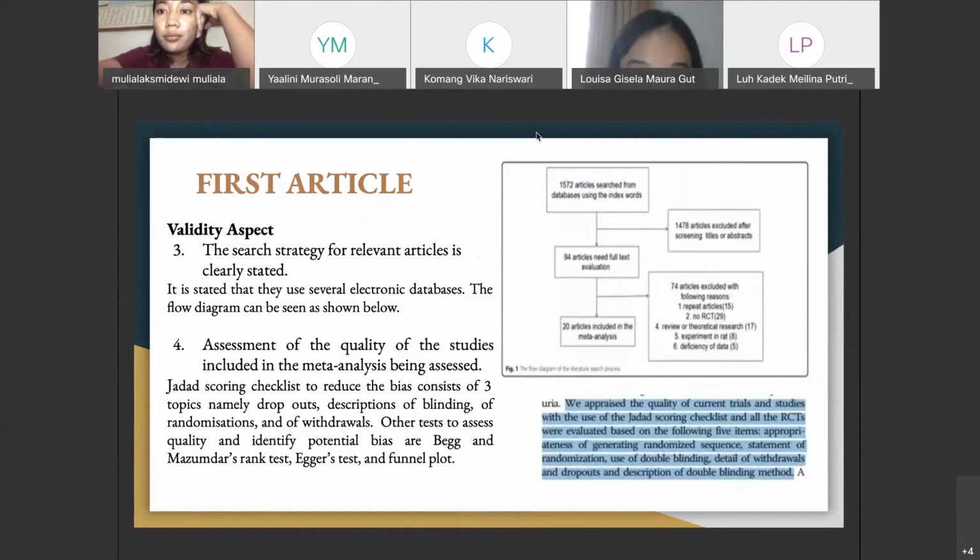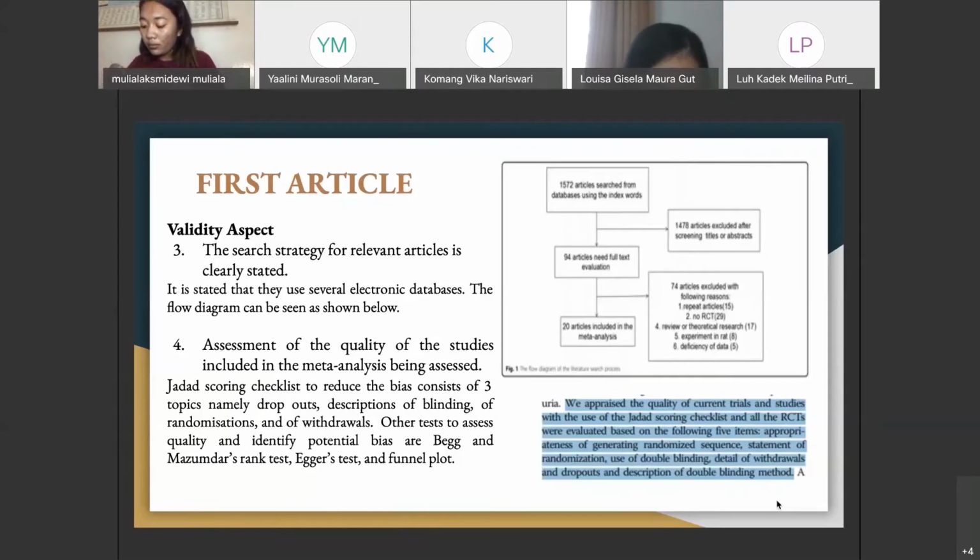The third one is whether the search strategy for relevant articles is clearly stated. It is stated that they use several electronic databases such as the Cochrane Library, PubMed, WIPO, CNKI, China National Knowledge Infrastructure, Wanfang, and EMBASE, updated to September 2018. As seen in the flow diagram, in the initial stage, there were 1578 articles that were successfully obtained through index words. Then after screening titles and abstracts, there were 94 articles that needed full text evaluation. 74 articles were finally excluded, leaving 20 articles entered into the meta-analysis, for several reasons, namely because there were repeated articles, not using randomized control trials, review or theoretical research, using rats in the experiment, and lack of data.